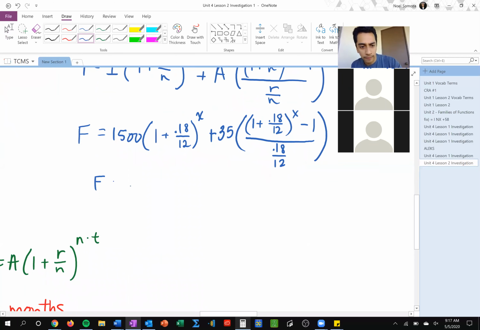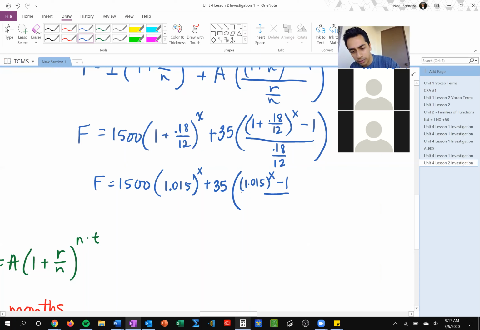So 1,500. In this case, it's 1 plus 0.015, so we can just leave it as 1.015 to the x plus 35 times, and then again 0.18 over 12 is 1.015, so that'll be 1.015 to the x minus 1 all over, and then 0.18 over 12 would be 0.015.